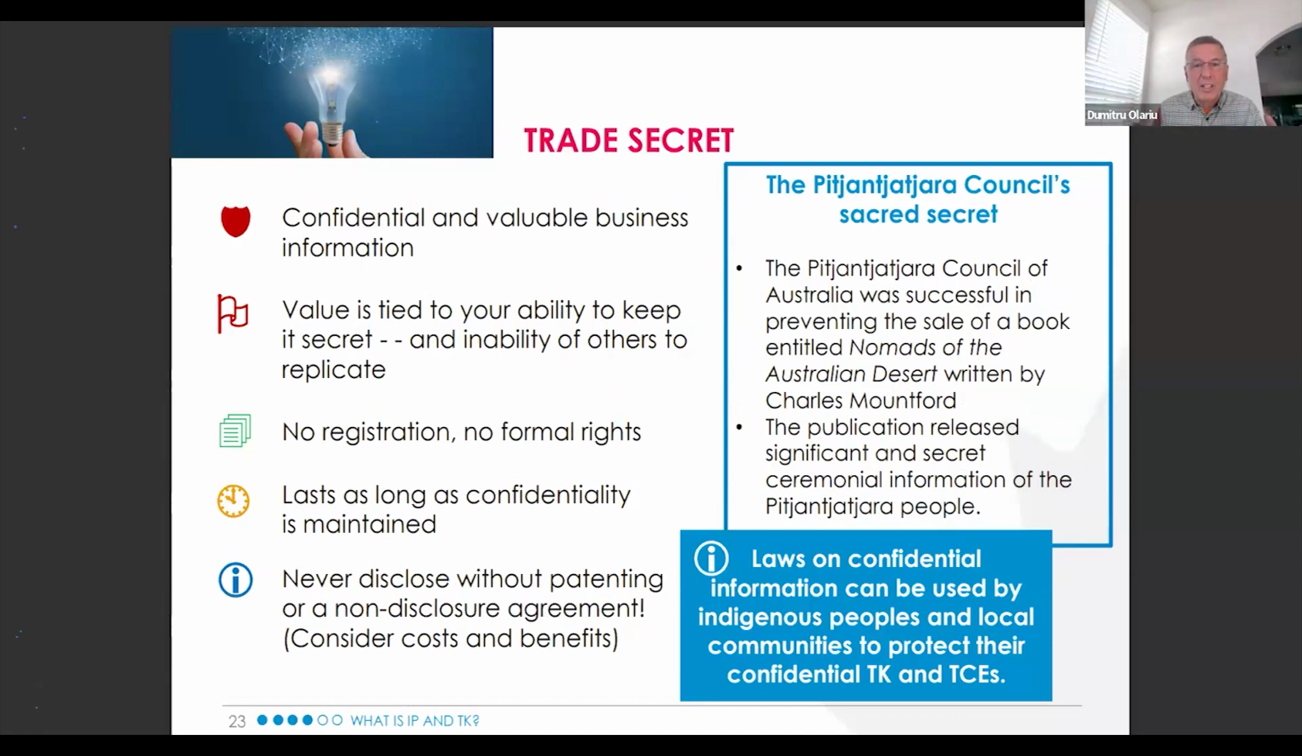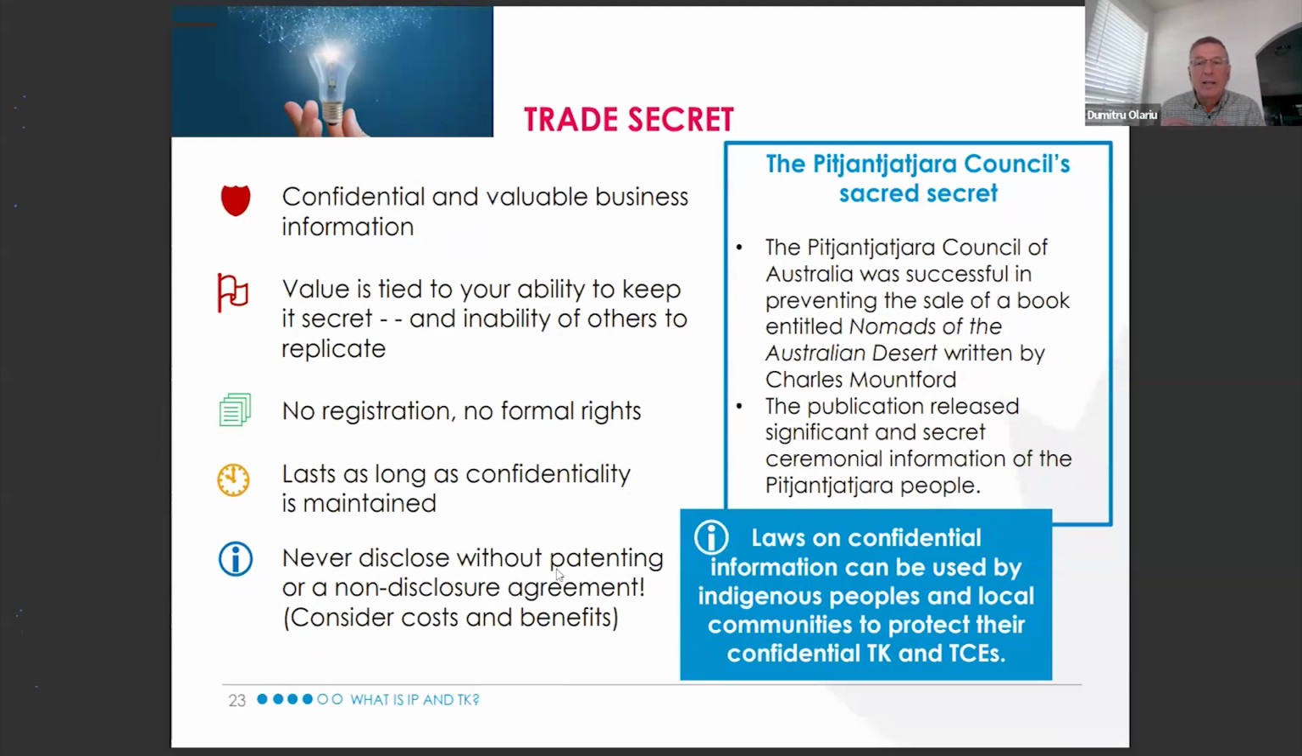Maybe any kind of information. And here in this example, you see a trade secret related to so-called ceremonial information that dealt with traditional knowledge of a community in Australia. So that kind of author was stopped by the trade secret protection for this kind of information related to ceremonial information, and was stopped from publishing that particular book.